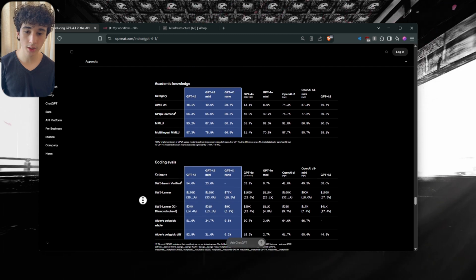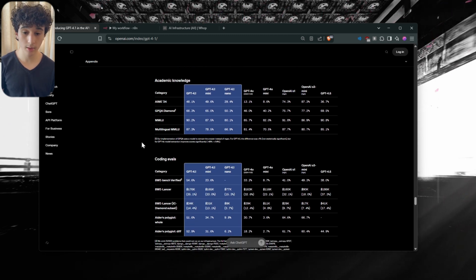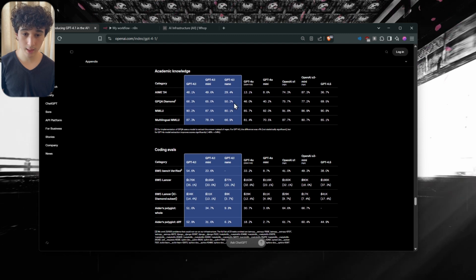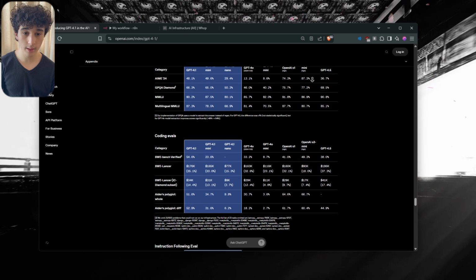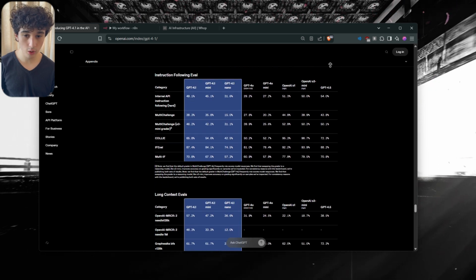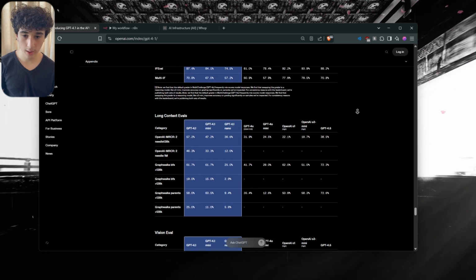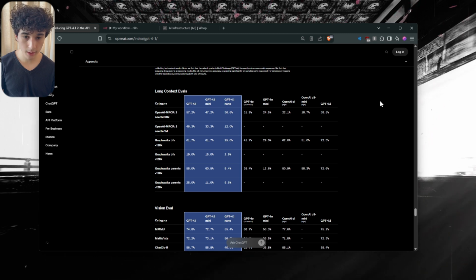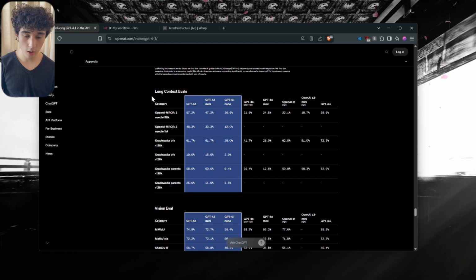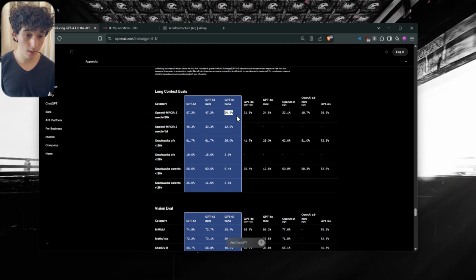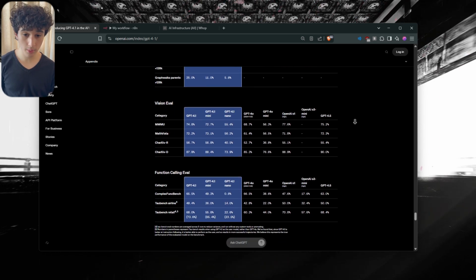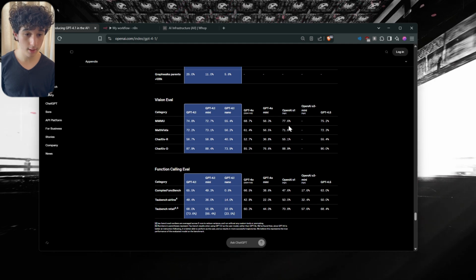This one, for example, shows the general intelligence. So we have academic knowledge, the coding evals. In the academic knowledge, when compared to 4.0, nearly 3x. The instruction following also nearly double, but not quite. Even the nano model here performs better. And then the long context evaluations also perform so much better. Obviously, even better than all the previous reasoning models because of that larger context window of a million tokens. You guys can see literally 4.1 nano is better than O3 mini. Then the vision evaluations, 4.1 doing even better than the reasoning models.